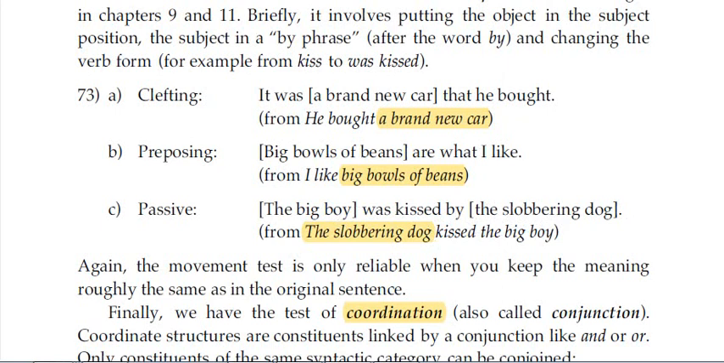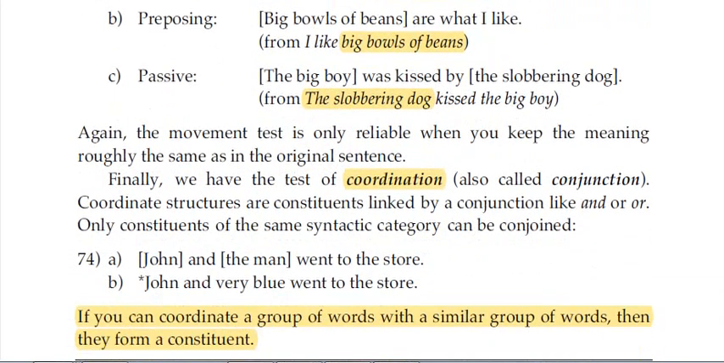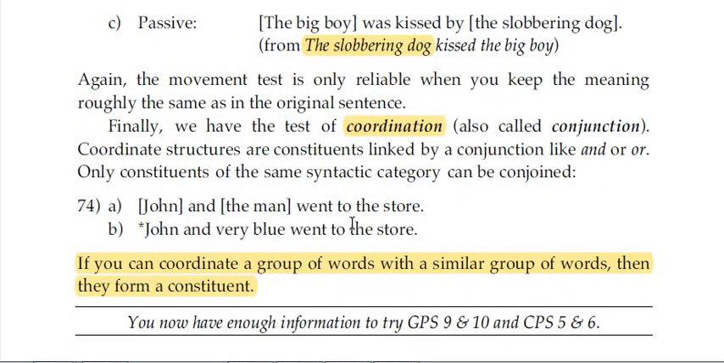Itu adalah movement. Now the last one, coordination atau conjunction. Itu juga bisa dijadikan sebagai constituency test. Kenapa? Karena if you can coordinate a group of words with a similar group of words, then they form a constituent. Jika satu kelompok kata bisa dihubungkan dengan sekelompok kata yang lain, maka mereka kita sebut sebagai constituent. Misalnya sini John and the man. Oke, ini bisa, tapi tidak bisa John and very blue. Kenapa? Karena John dan very blue itu not similar group of words.